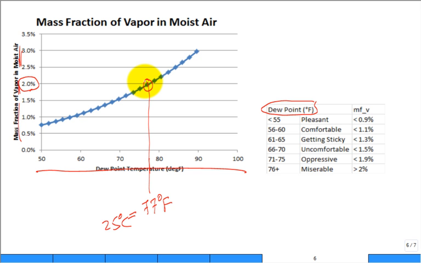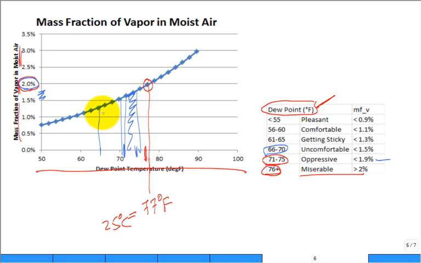And if you were actually in a room that had the dew point temperature that high, it would be above 76 degrees F for the dew point, because it's 77. And you would say it is completely miserable as an occupant of that room. If it dropped in this range, 71 to 75, not a huge change, it's still near 2%, but it's falling. You would say it's oppressive. If it was 66 to 70, it's still very high. You would say it's getting sticky, but the mass fraction of vapor is above 1.3%.